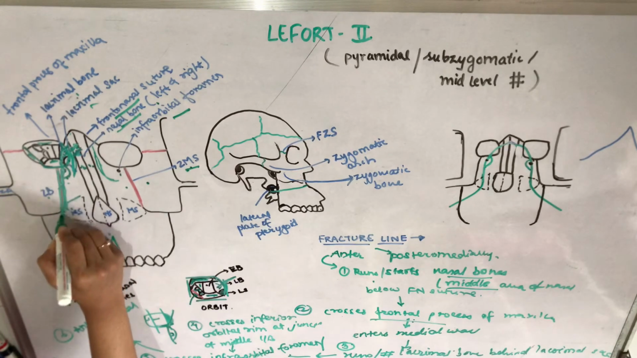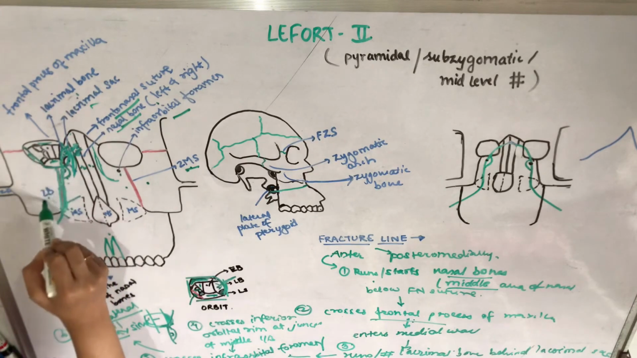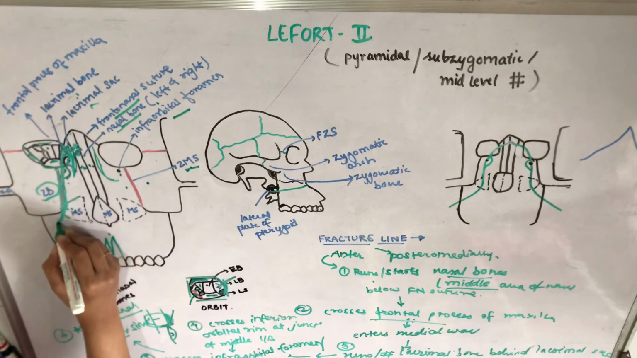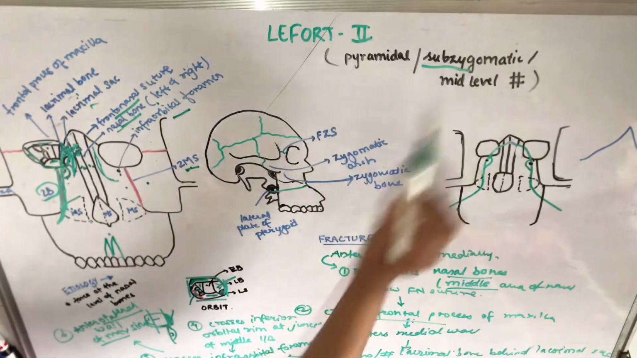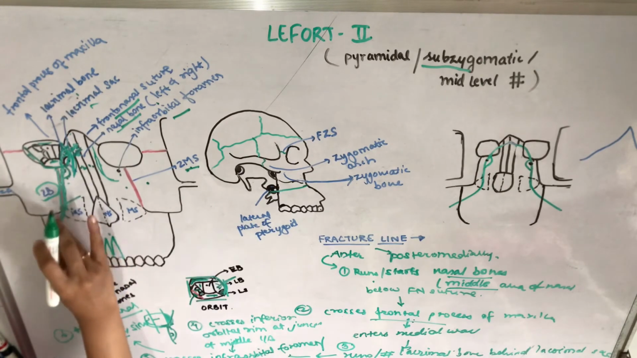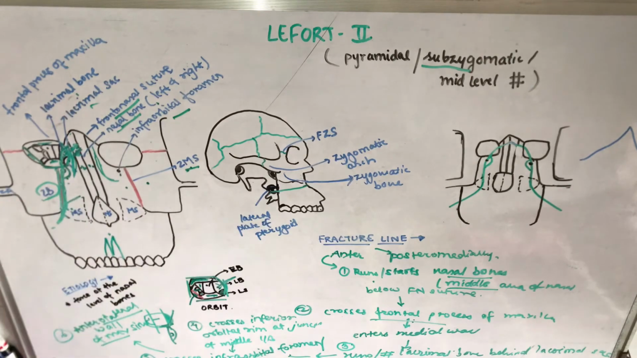And it also runs, so you have seen now it is crossing through the anterolateral wall of the maxillary sinus, and it is beneath the zygomatic bone. So this fracture line is beneath this zygomatic bone, and hence it is known as subzygomatic, because it is beneath this zygomatic bone. This fracture line is not above the zygomatic bone, it is beneath it. So you have to remember this point too.